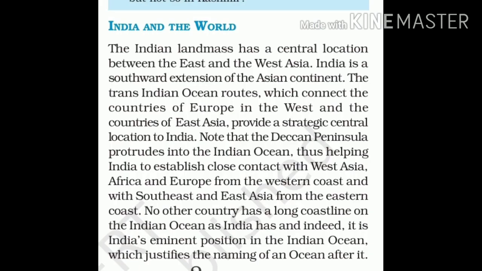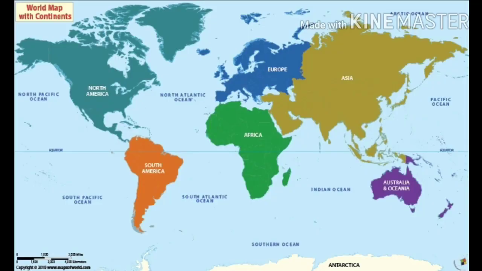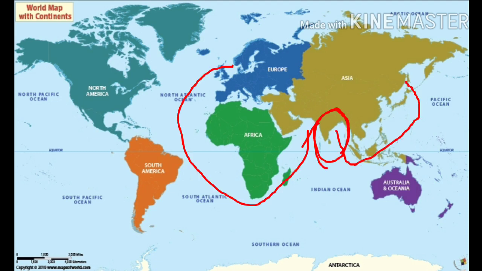Then comes the next point, that is the Trans-Indian Ocean routes, which connect the countries of Europe in the west and the countries of East Asia, provides a strategic central location to India. So let's understand it with the pictures also. Trans-Indian Ocean routes connect India with Europe and also with East Asia, and this provides India a central location.